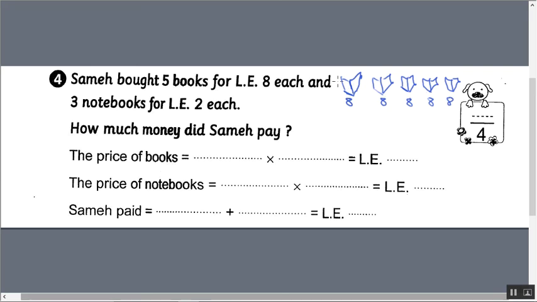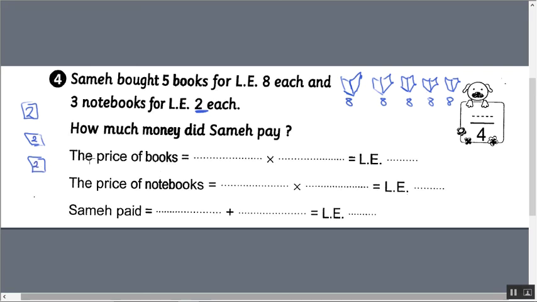Here we have 5 books, and also he bought 3 notebooks. He bought what? 3 notebooks. Here 1, 2, 3. The price of each one equals 2. Here 2 pounds, 2.